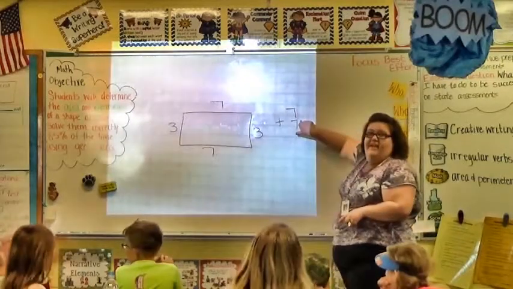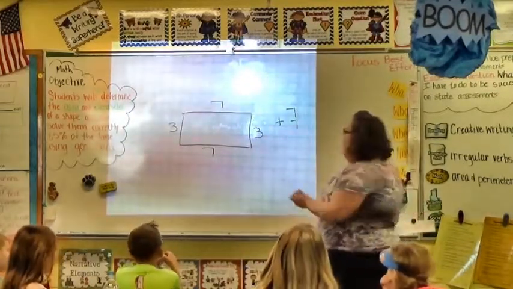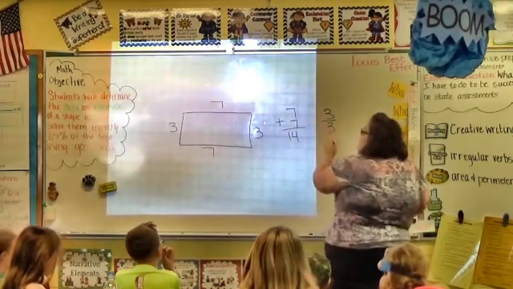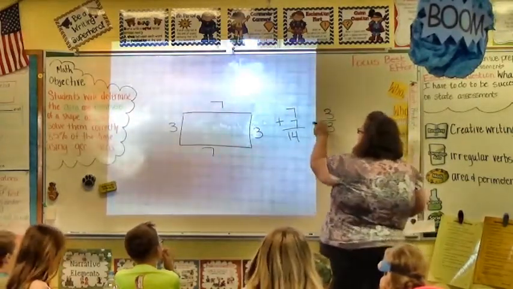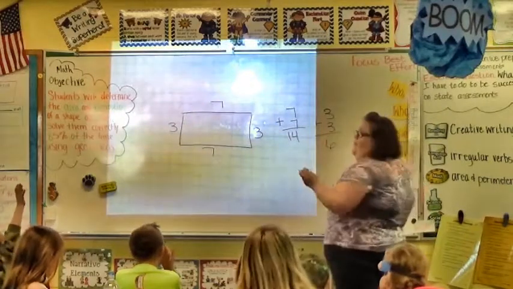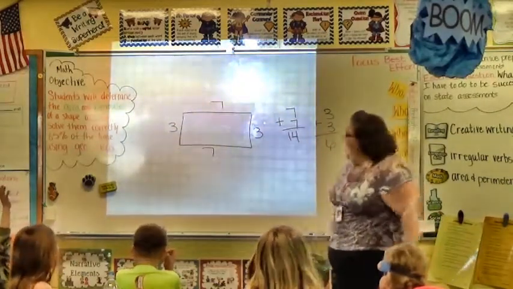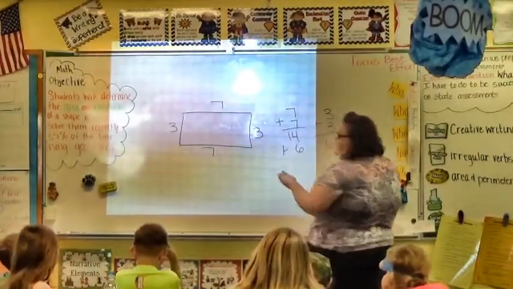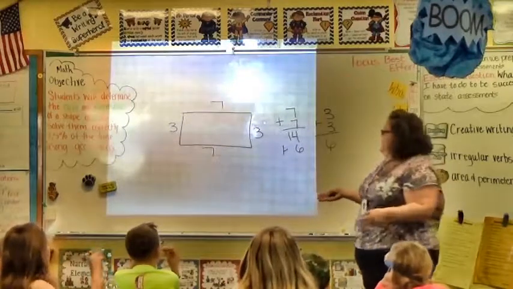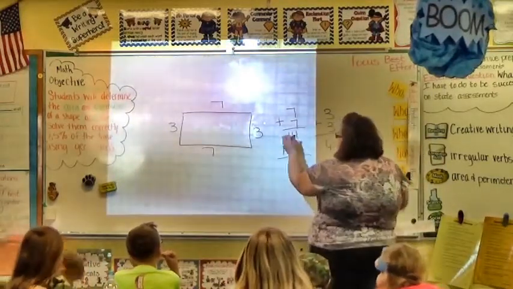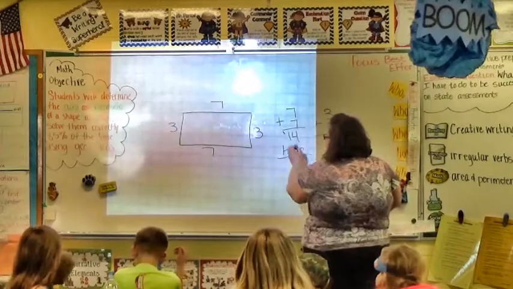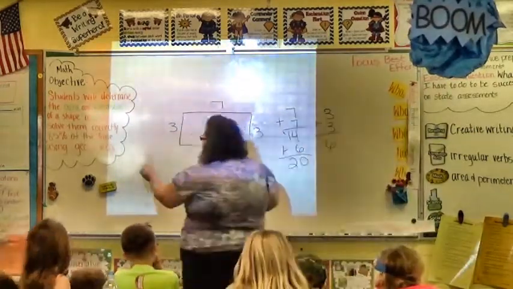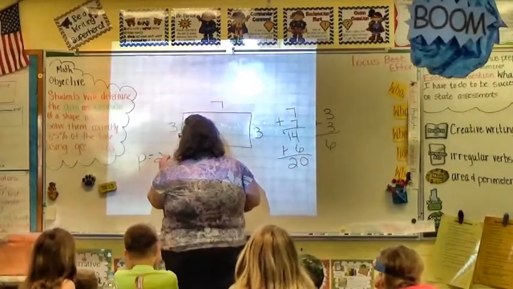So 7 plus 7, if we double, what would it be? 14. And we do 3 plus 3, which is 6. Now are we done? No. What do we do with these two numbers? We add them together. What is 14 plus 6? 20. Because 4 plus 6 is 10, 1 plus 1 is 2. So our perimeter would be 20.